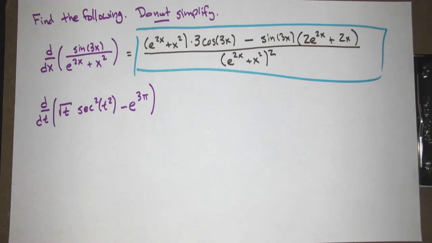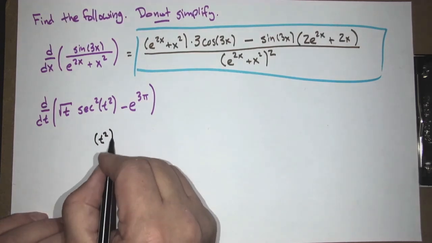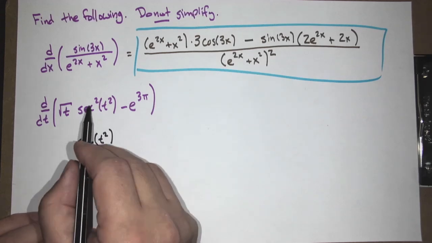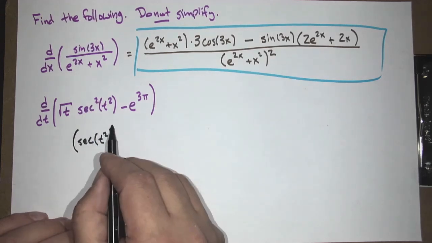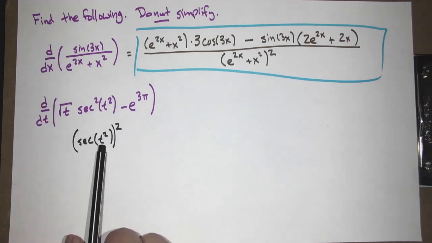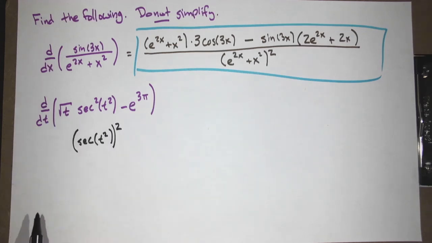What's the innermost function? The t squared. T squared is inside what function? Secant. But what does the secant squared mean? It really means you're inside a square function. So secant squared of t squared really says I have the function t squared inside of the function secant inside of a square function. This square root of t, we should probably rewrite it to make it calculus friendly.